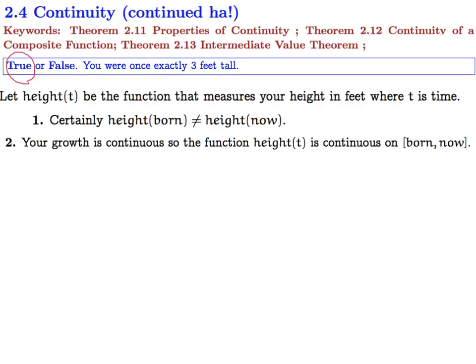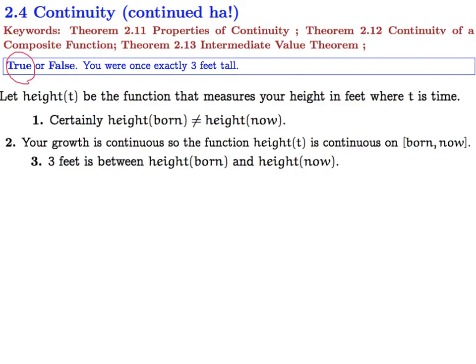Next, your growth is continuous, so the function height of t is continuous on the interval born to now. There are no big jumps in your growth. Even if you think you had a growth spurt, that still took time, it still happened over a little bit. You didn't blink your eyes or in half a second grow 12 inches or anything like that. Your height is continuous. And finally, 3 feet is between the height when you were born and the height now.